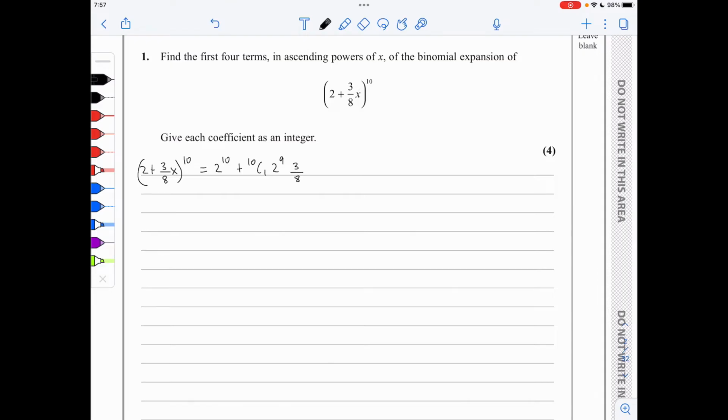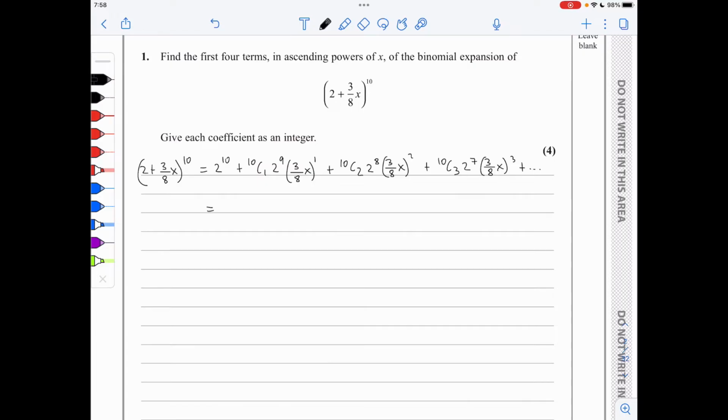Notice that the power drops by 1 in the first term and increases by 1 in the second term. Plus 10 choose 2, 2 to the power of 8, (3 over 8x) squared. Notice the brackets is on the whole term of 3 over 8x. Plus 10 choose 3, 2 to the power of 7, (3 over 8x) to the power of 3, plus dot dot dot. We are only after the first 4 terms.